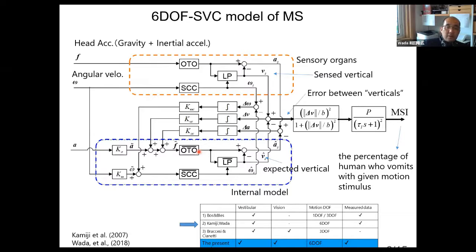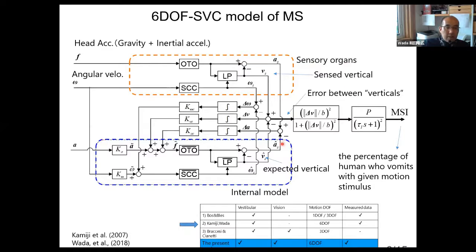This is the six degrees of freedom model of motion sickness that was proposed by our group. The inputs of the model are six degrees of freedom motion of the head, including head acceleration and head angular velocities. The output of the model is MSI, defined as the percentage of humans who vomit with a given motion stimulus. The model includes dynamics of the otolith and the canals and their interaction to calculate the sensed vertical direction, or gravity.